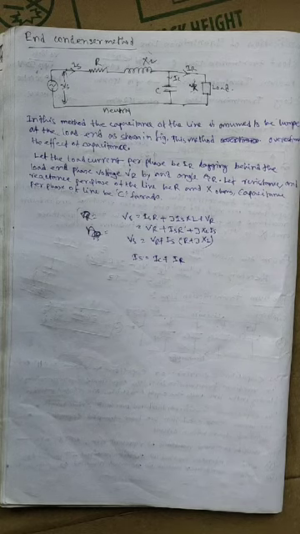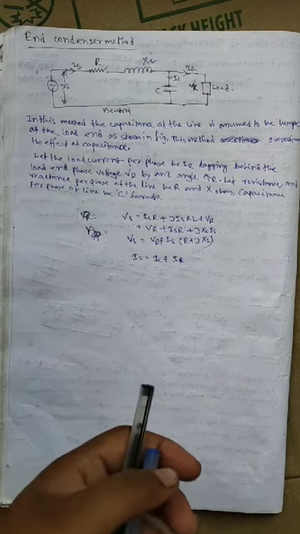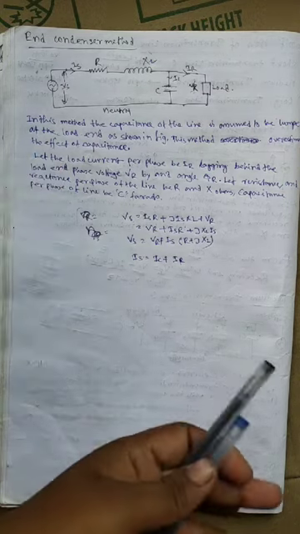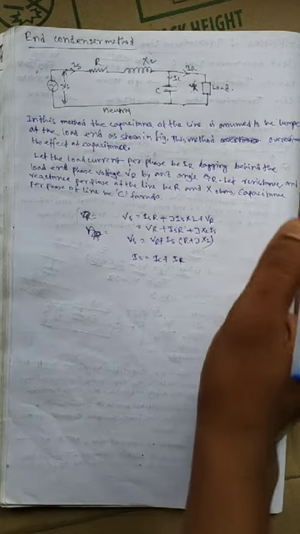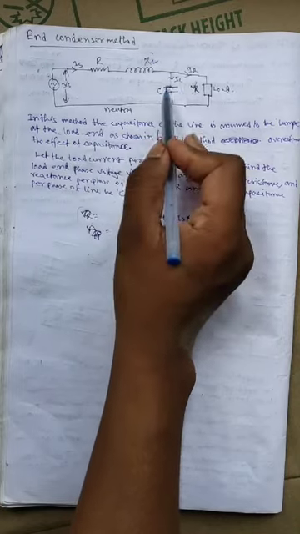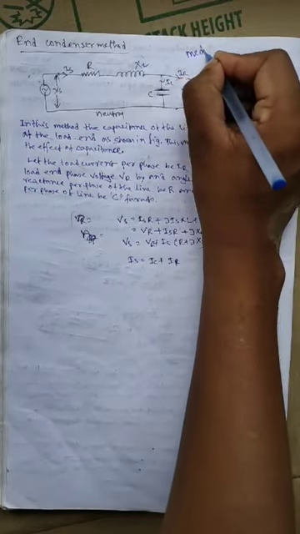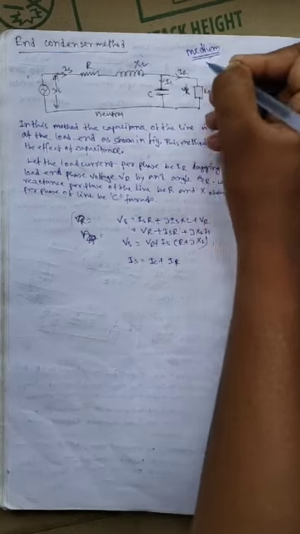Today we will discuss the end condenser method. This is a method of the medium transmission line, the end condenser method or load condenser method. That means here we also use the condenser in the last part of the transmission line. This is the medium transmission line.